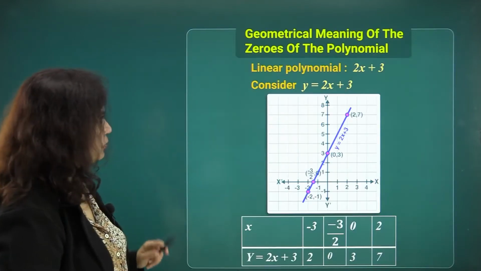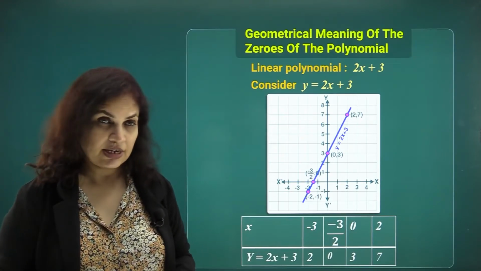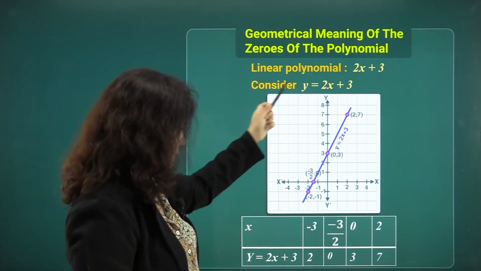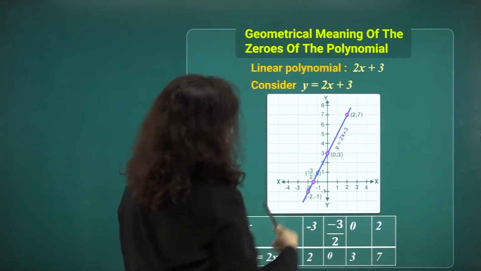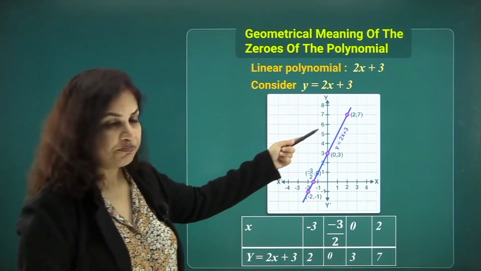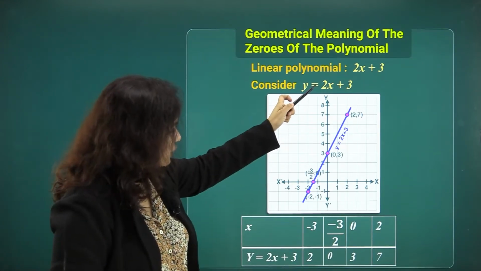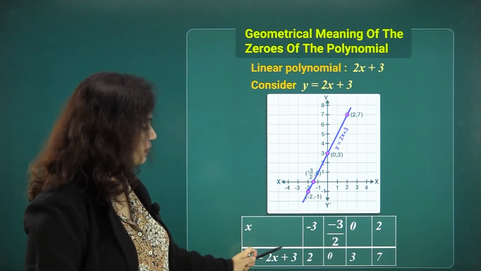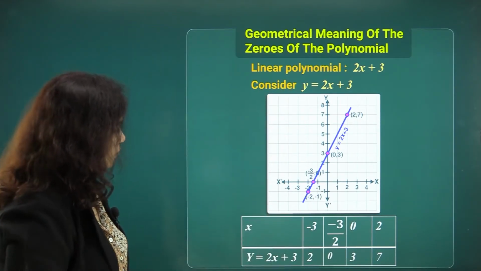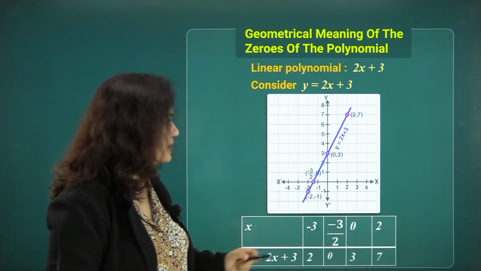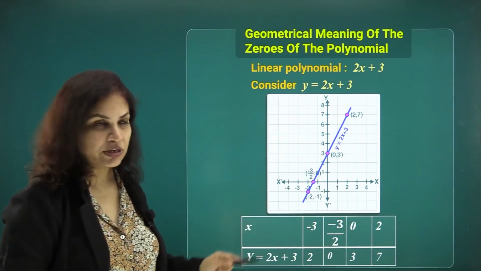Coming to the geometrical interpretation of the polynomial. We start with a linear polynomial of the form ax plus b, and here the example is 2x plus 3. Plotting this on a graph paper, first we construct a table in x and y. Putting the value of x as minus 3, I get the value of y as 2. Putting the value of x as minus 3 upon 2, I will get y as 0, and connecting all these points, I will get a straight line.